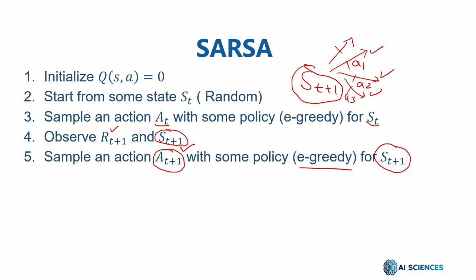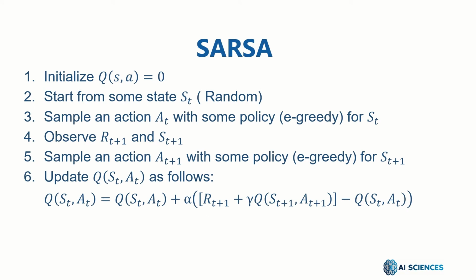Just to recap, you initialize your matrix, you initialize your starting state, you sample an action using a policy, you take that action, observe a reward, and you are in a new state. In the new state, you sample an action using your policy, and that's the action AT plus 1. Now, once you have all these observations, you update your state action pair function, and that update is the k plus 1 update, which is basically the previous value.